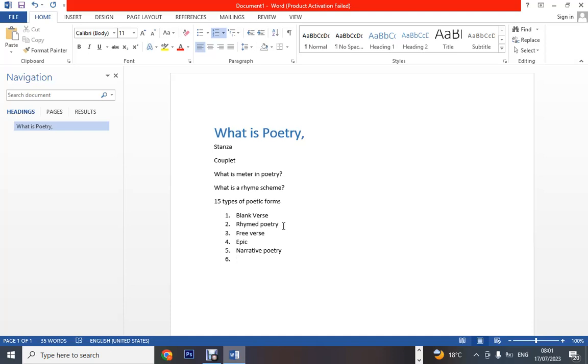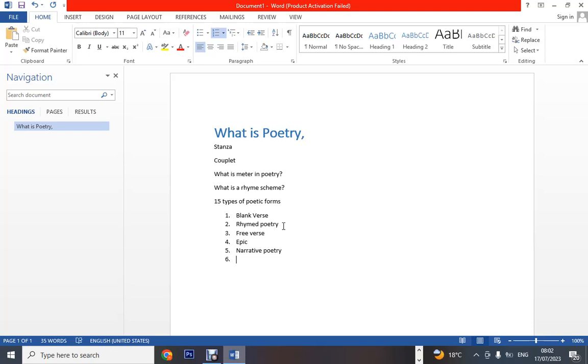The narrative poetry is similar to an epic. Okay, a narrative poem tells a story. Henry Wadsworth Longfellow, the Midnight Ride of Paul Revere, and many more. Okay, so narrative poetry is similar to an epic. A narrative poem tells a story. Okay, so that is the narrative poetry.